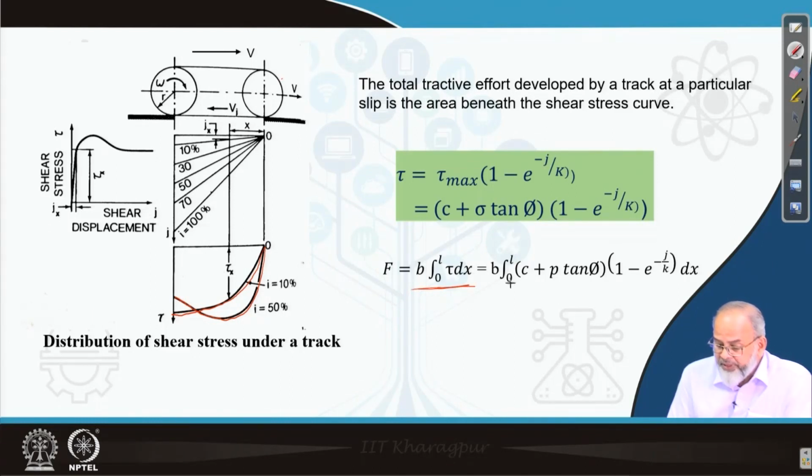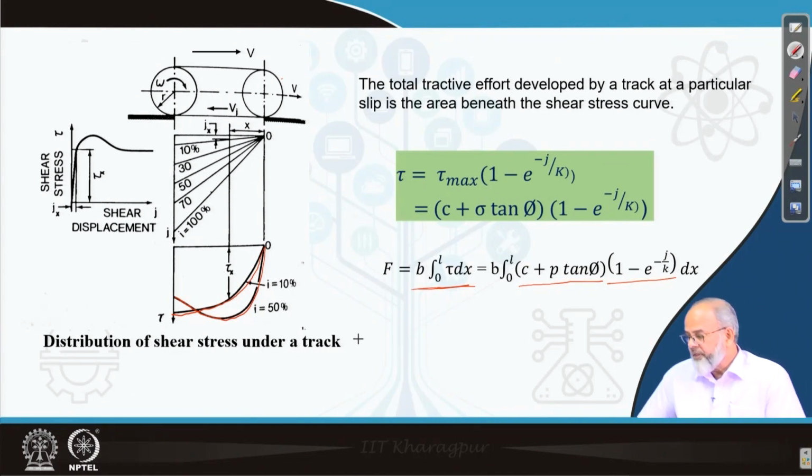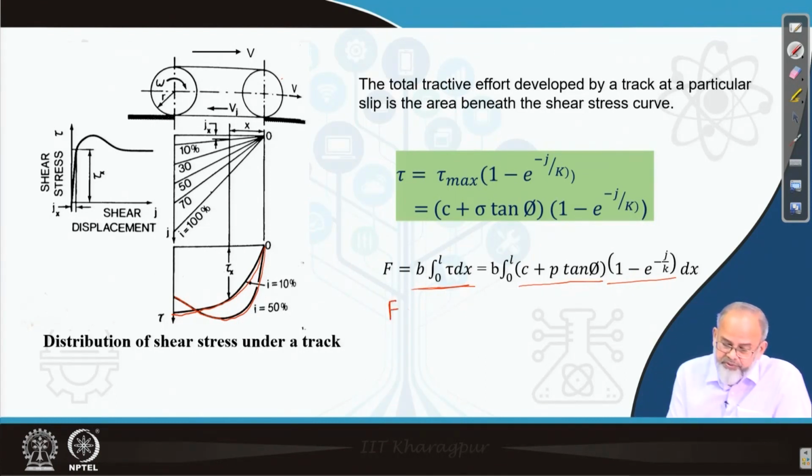Now if I integrate it by putting the relationship for tau in terms of tau max, this is the relationship which you have taken. So this has to be integrated now. So what finally you will be getting is, if you integrate, you will get an expression for thrust force for a loose soil. Okay. For a loose soil, what will be the thrust force?